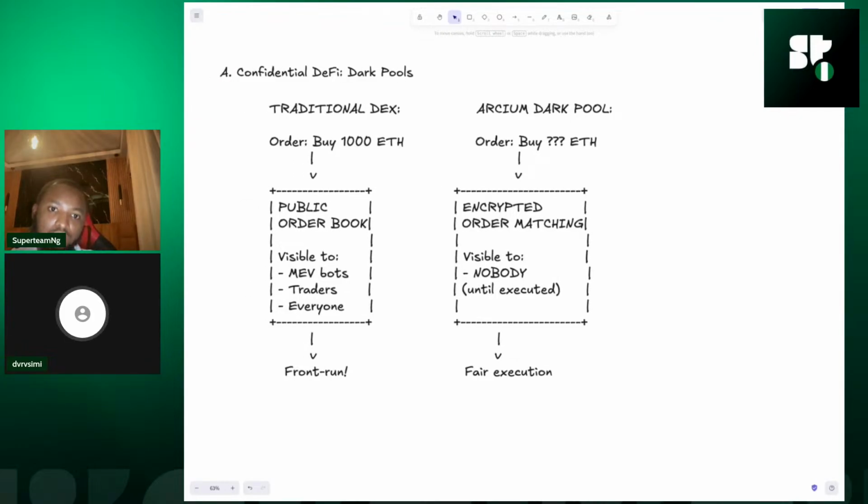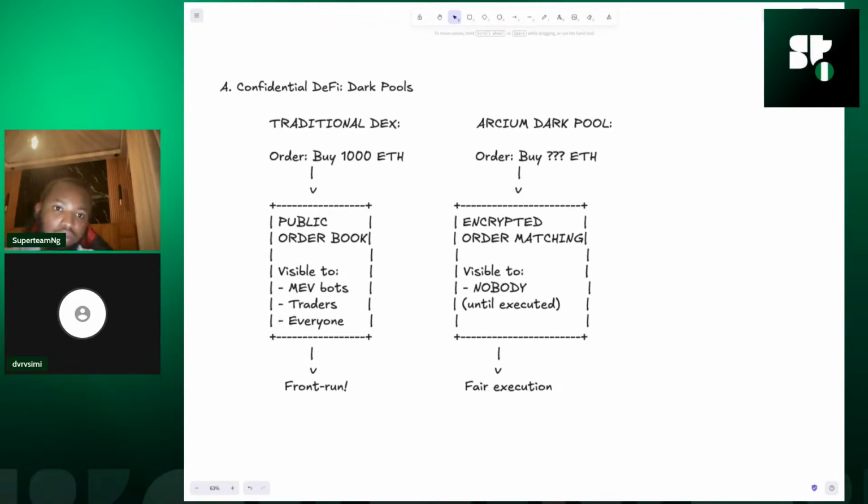Oh, so we're almost close to the end. I thought I had more things to say. Maybe I'm not following my script very well, but now I'm talking about real world use cases of Arcium that I have used personally.